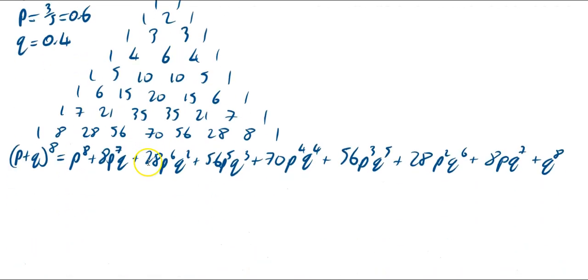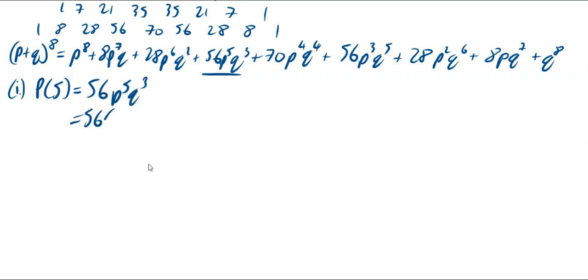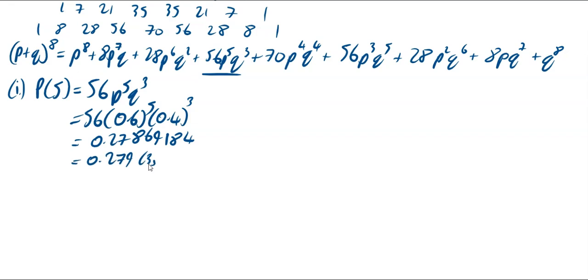Okay, once you get your expansion, you're good to go and answer whatever they want you to give. So the first part of the question said to find the probability that 5 garages were selected. So 5 garages is going to be the one that contains p to the power of 5, so it's going to be this one I've just underlined. So it can be 56 times p^5 q^3, and then just fire in your values. Our p is 0.6 to the power of 5, q is 0.4 to the power of 3, do that on your calculator, you will get 0.27869184. So to 3 sig figs is 0.279.